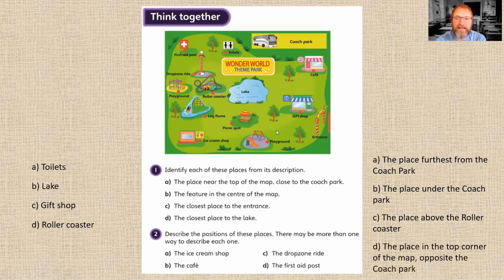And finally, D, the first aid post. Well, when we look at the first aid post, it's the place in the top corner of the map opposite the coach park. So if we look at the top corners, the coach park is here. So opposite is the first aid post. Or we could say in the top left-hand corner of the map. You might have had some other ideas too.